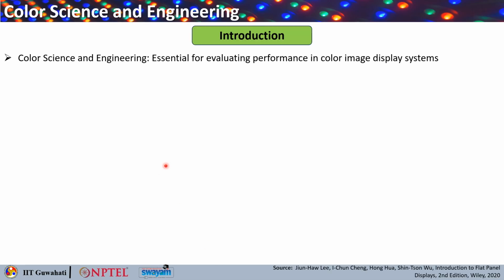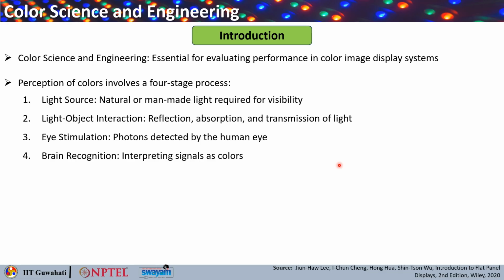So, color science and engineering are basically essential for evaluating the performance in color image display systems. So, the perception of color basically involves 4 stages. The first thing is the light source, whether it is a natural or man-made light source, that is required for the visibility. Second is the light object interaction. So, what kind of phenomena is happening there, whether there is reflection, absorption of the light, or the light is simply getting transmitted.